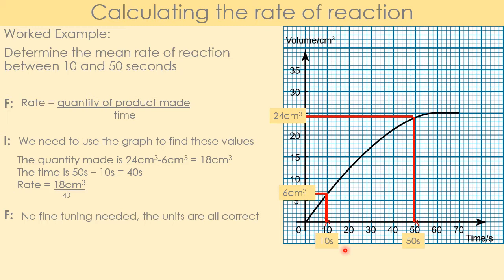So I'm now going to put that number into my calculator. I'll do 18 divided by 40 and I will get my answer as 0.45. My units are centimeters cubed per second. Apologies, that cube sign should be superscript, up in the air, but I didn't do it when I made it. Very sorry about that.